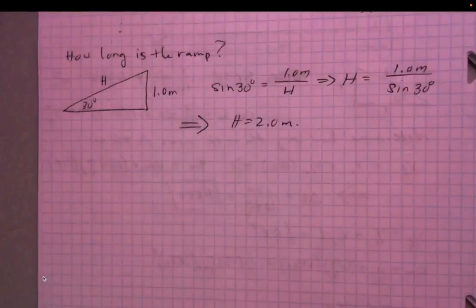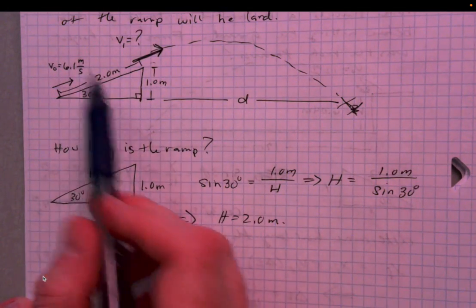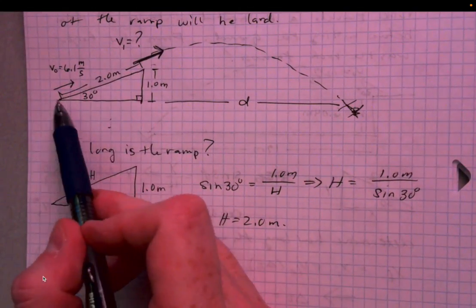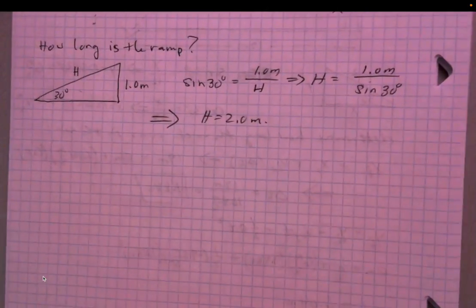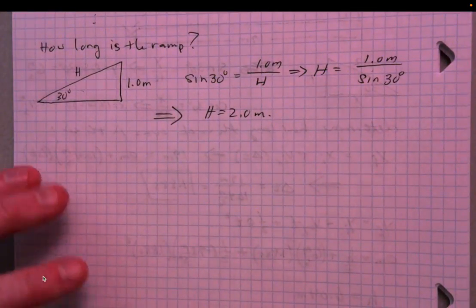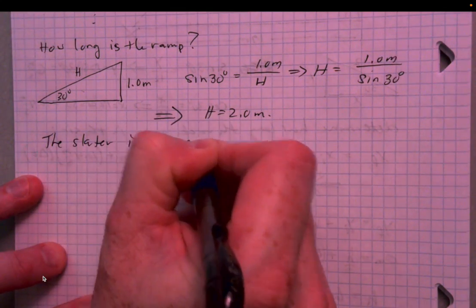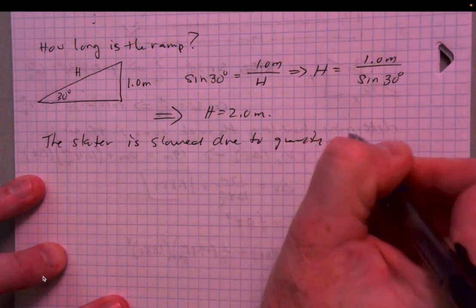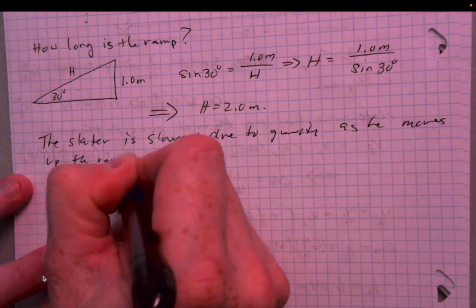Okay, all right, so the skateboarder hits the ramp, starts to slow down. How rapid is the slowdown? Now that's going to be a function of gravity. It's also going to be a function of how steep the ramp is here. It's a 30-degree incline. His overall velocity change will be a function of the distance, but we want to know what's the acceleration while he's on the ramp. Okay, so the skater is slowed due to gravity as he moves up the ramp.